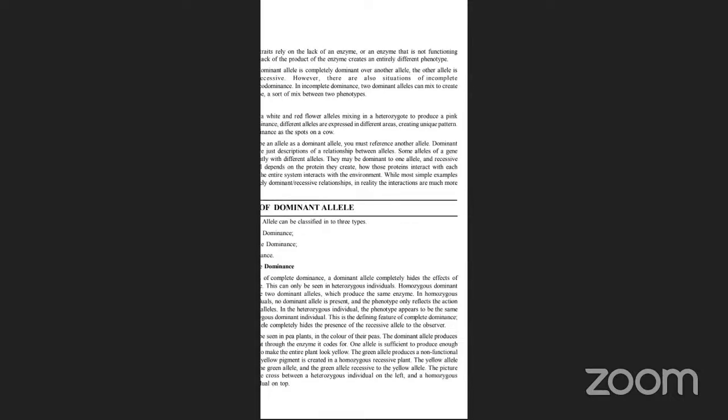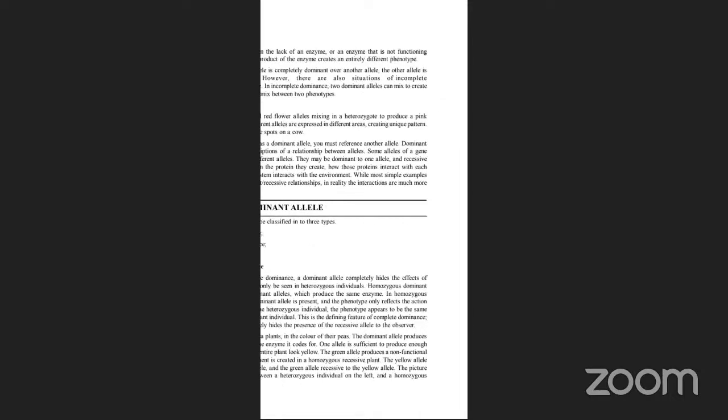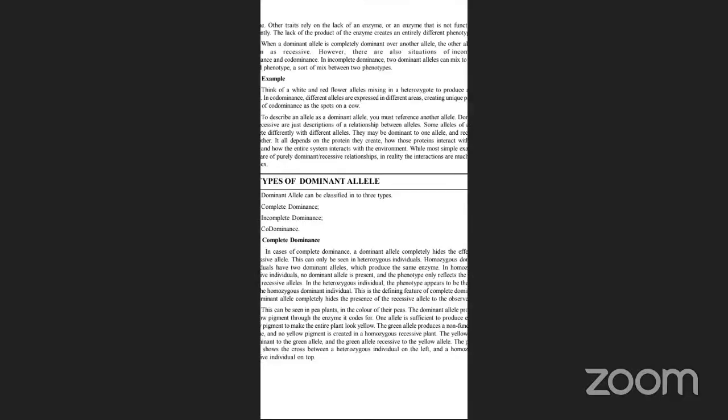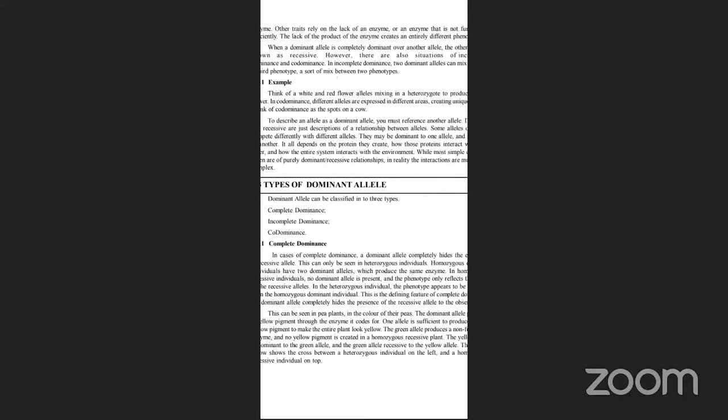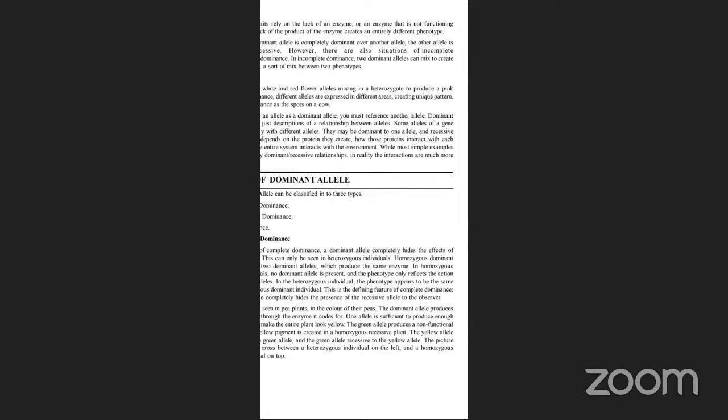Some alleles of a gene interact differently with different alleles. They may be dominant to one allele and recessive to another. It all depends on the protein they create, how those proteins interact with each other, and how the entire system interacts with the environment. While most simple examples given are of purely dominant-recessive relationships, in reality the interactions are much more complex.